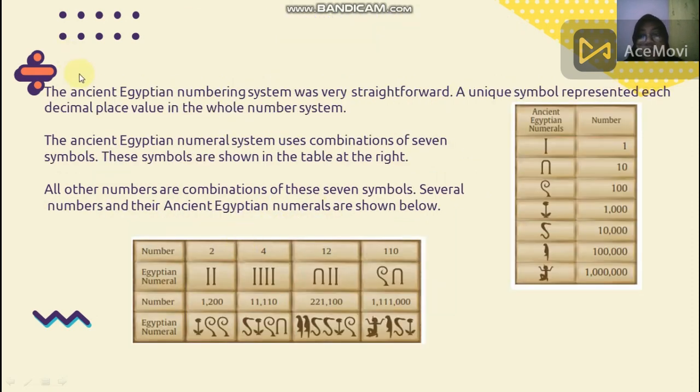Next, the ancient Egyptian number system was very straightforward. A unique symbol represented each decimal place value in the whole number system. The ancient Egyptian numeral system used a combination of 7 symbols. These symbols are shown in the table at the right. All other numbers are a combination of these 7 symbols. Several numbers and ancient Egyptian numerals are shown below.